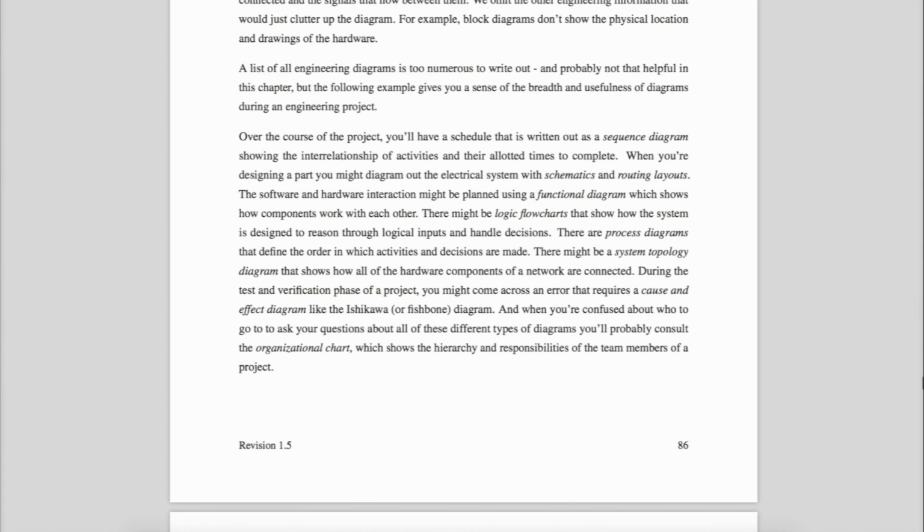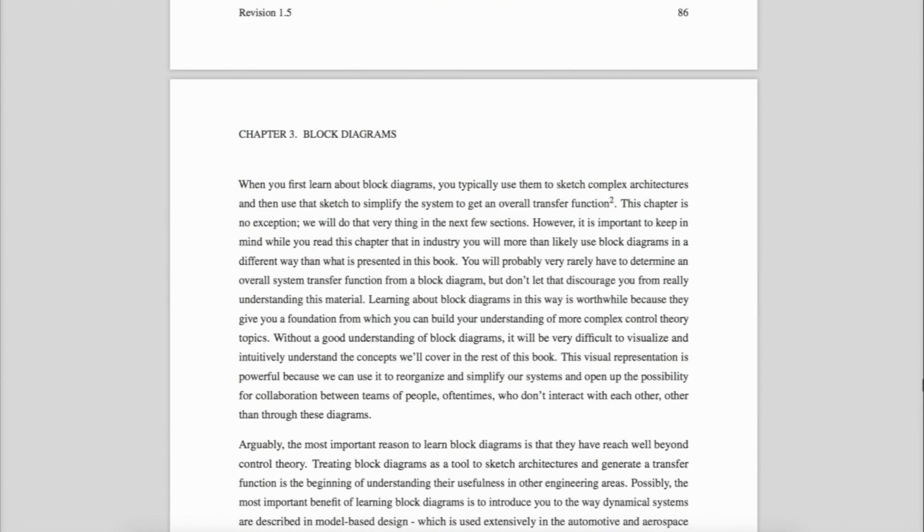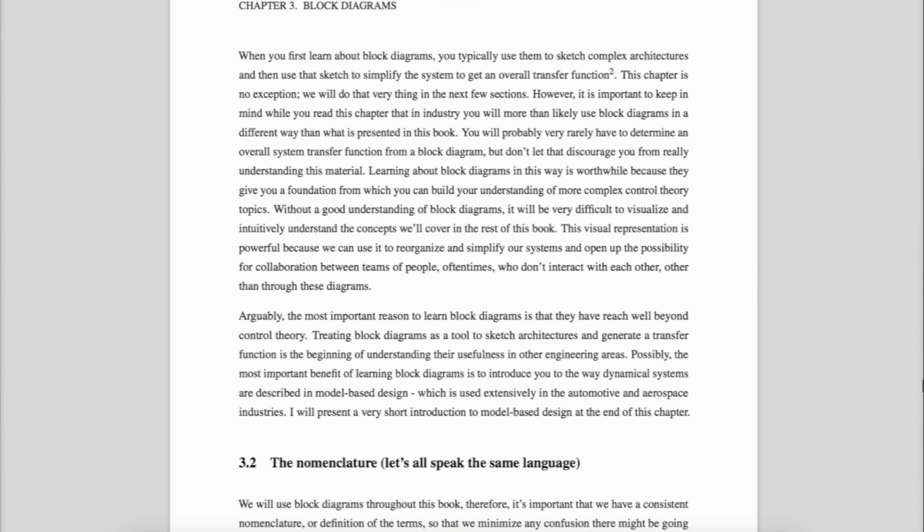And the majority of this chapter teaches you how to do that exact thing. But speaking from professional experience, you probably will very rarely have to determine the overall system transfer function from a block diagram. It will happen occasionally, but probably not as often as you would assume based on how much effort goes into learning block diagram rules. But don't let that discourage you from learning this material.